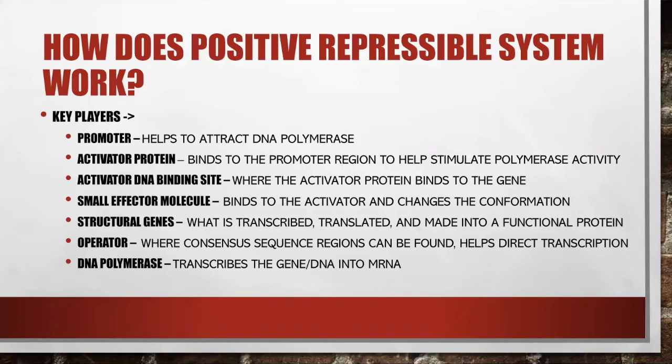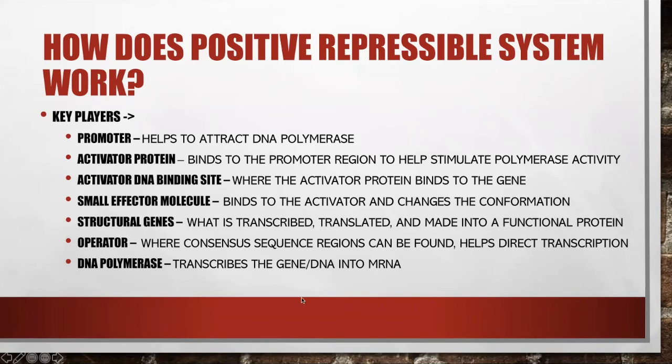The promoter helps to attract DNA polymerase. The activator protein binds to the promoter region to help stimulate polymerase activity and help bring in that DNA or RNA polymerase. The activator DNA binding site is where this activator protein binds to the gene. It is usually upstream of the promoter region. The small effector molecule binds to the activator and changes the conformation, so it's usually one of the proteins made from the structural genes.